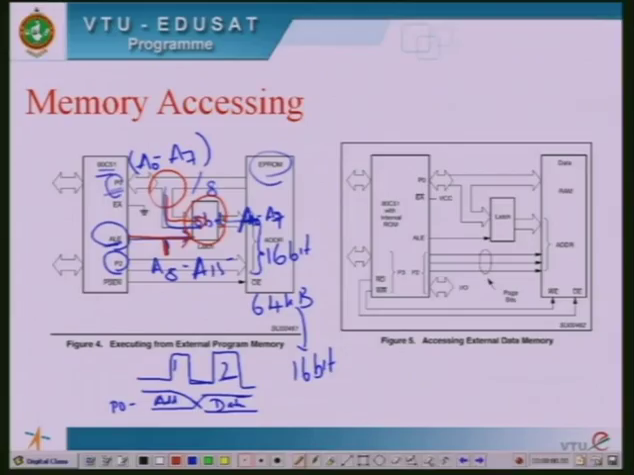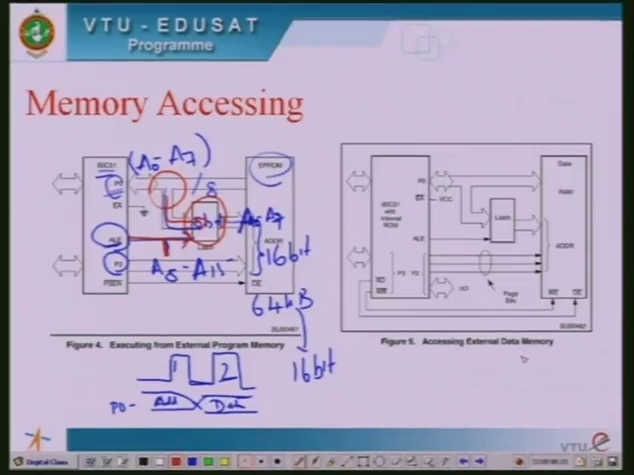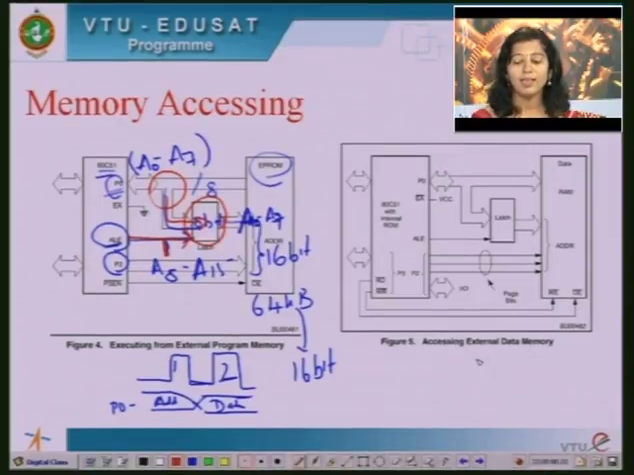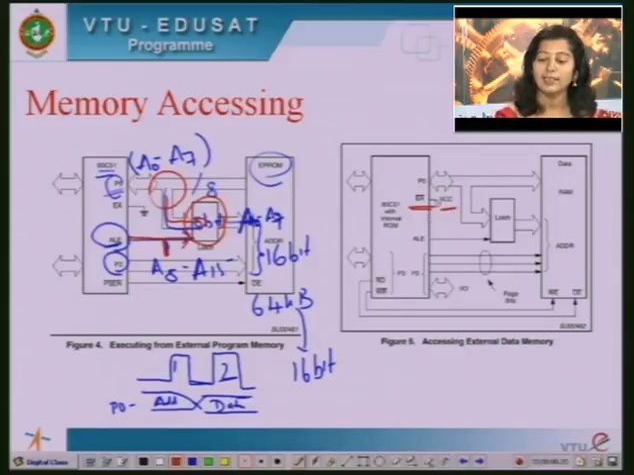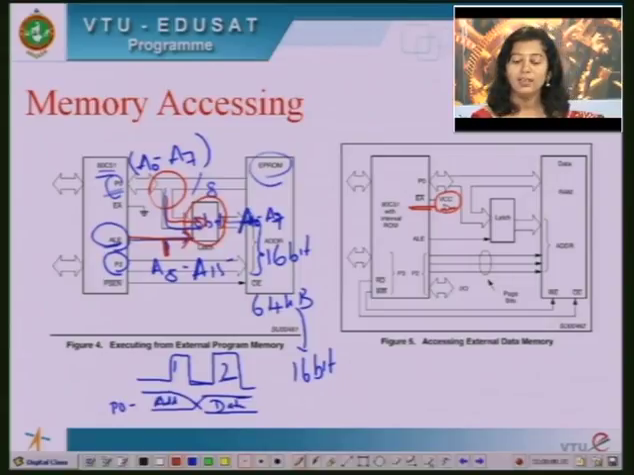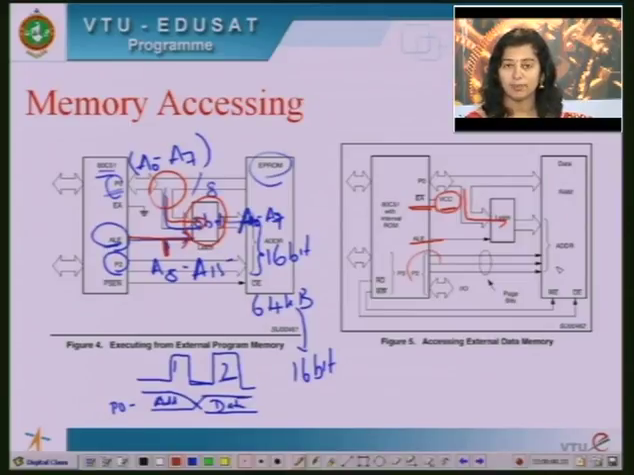So, this is how ALE works. Here, in the second diagram, we are trying to access data from data memory, and the EA bar pin is connected to VCC. It is an active low pin connected to VCC because we are accessing data from the data memory. Here also ALE is there to enable the latch. When Port 0 carries the address, it saves it on the latch, and when Port 2 is carrying the address, it will be available here.